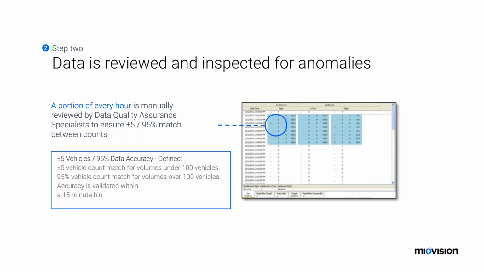Or if we see that a U-turn is happening and we're not confident in that, we can actually open the video and watch and confirm that that U-turn took place. So we repeat that process through every hour and all the movements to make sure that we're getting a high percentage of matching. So we're looking for 95% over 100 vehicles in a 15-minute bin, and for low volumes, we're looking to match within plus or minus 5 in each 15-minute bin.